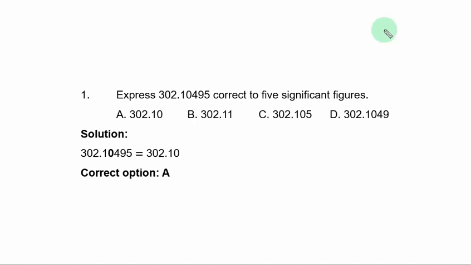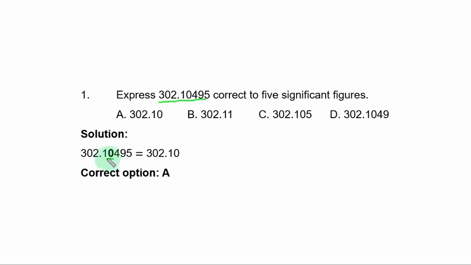Question 1. Express 302.10495 correct to 5 SF. Solution. SF means significant figures, counted from the first non-zero number from the left. So 5 SF means the first 5 non-zero numbers from left. If you can't, your focus will be on 0.